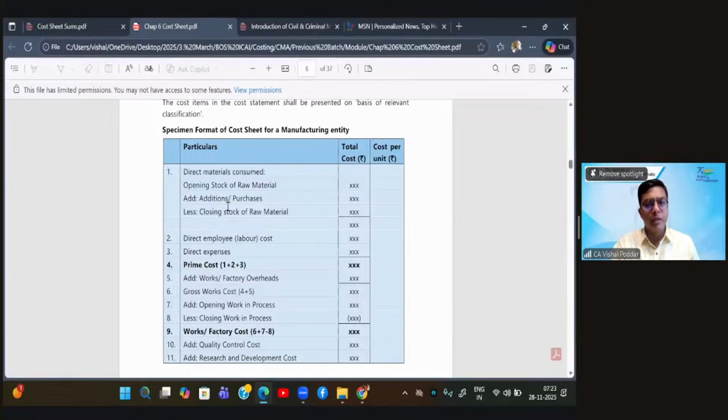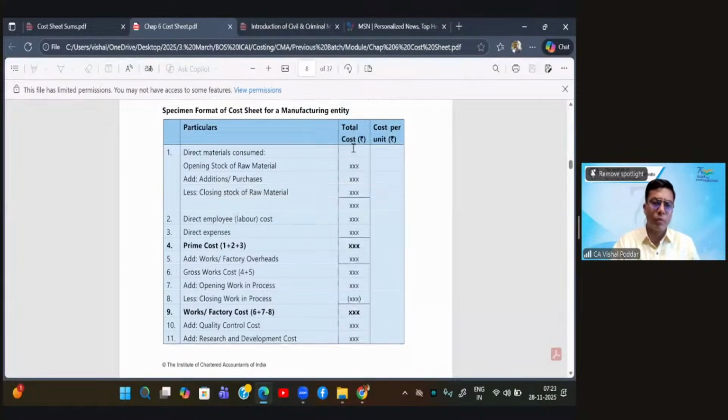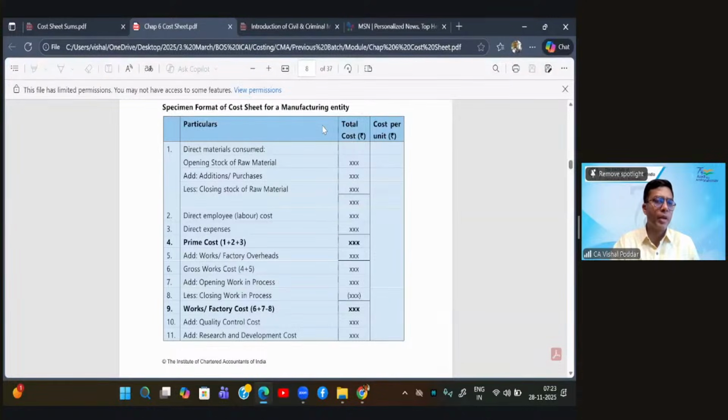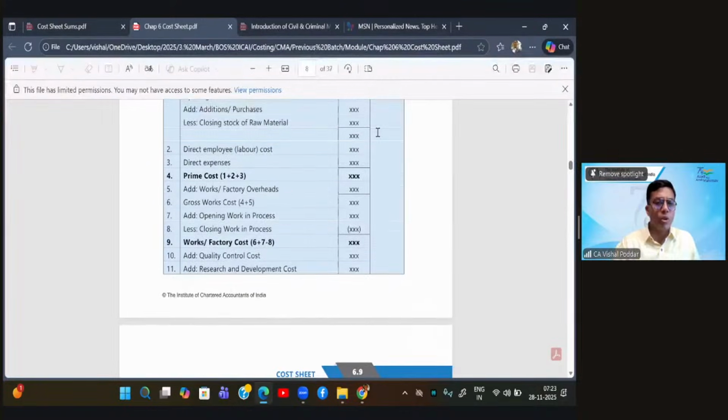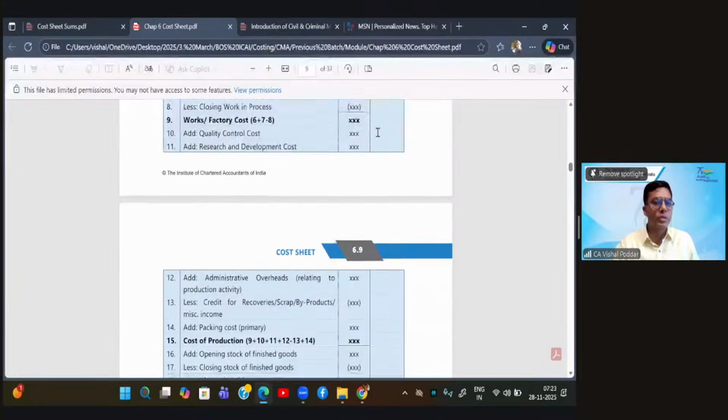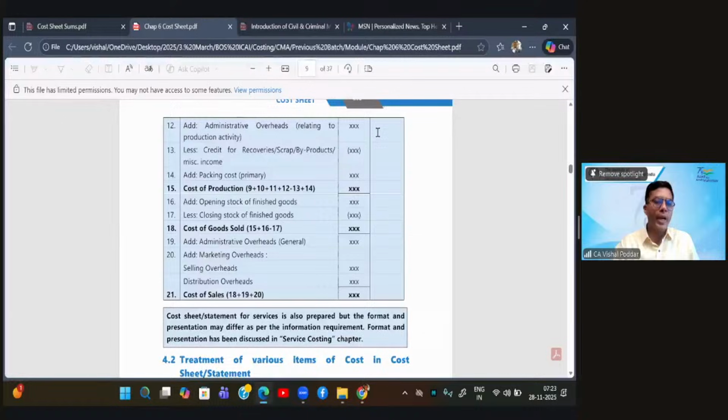Now, while preparing the cost sheet, depending upon the requirement, you may have total cost and per unit cost columns. If not required, you'll only have total cost columns. If you want any working to be done, you can prepare one internal column and one external column for total cost. But the cost per unit column will always be one. You have to compulsorily follow this sequence, this flow, and as far as possible, you should use these terms only.